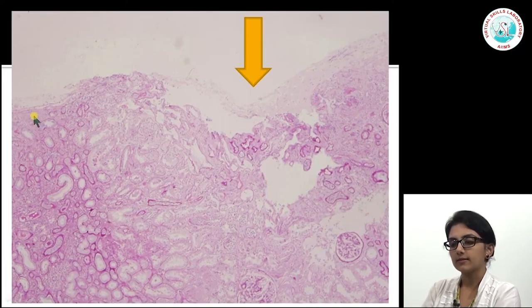And this is a low power view of a patient of chronic pyelonephritis. And you can see this dip on the capsular surface, which is really your scar, along with the interstitial fibrosis and tubular atrophy. And this scarring extended deep from the cortex to the medulla to overlie the pelvic lesions.